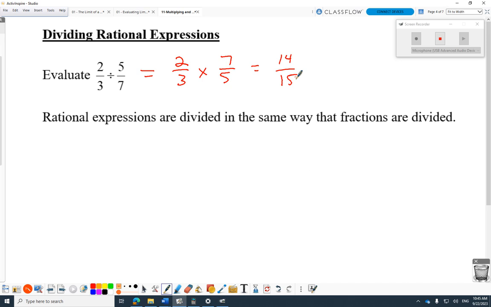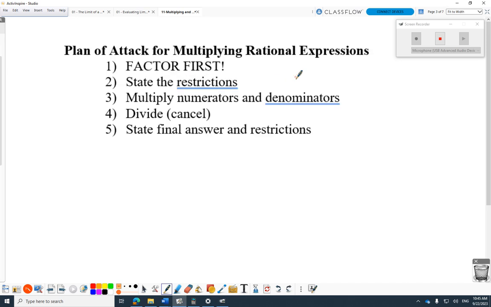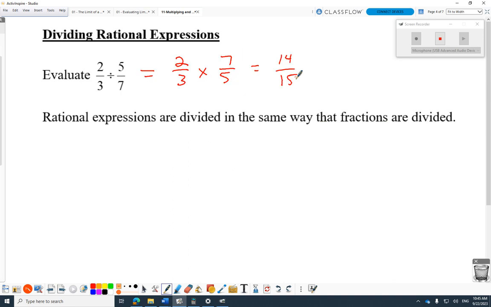I'm going to do a couple examples. But that's basically what I'm up to. Rational expressions are divided in the same way that fractions are divided. There's going to be a new procedure for dividing fractions. And I'm going to come back here again if you haven't copied it, but it's going to look just like this one, except it's going to say flip and multiply. That's all. It's going to look the same.